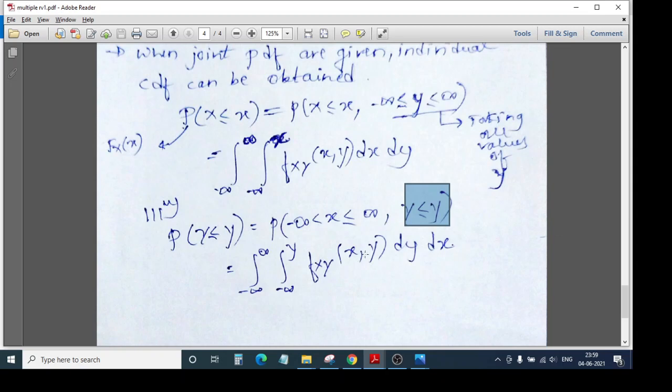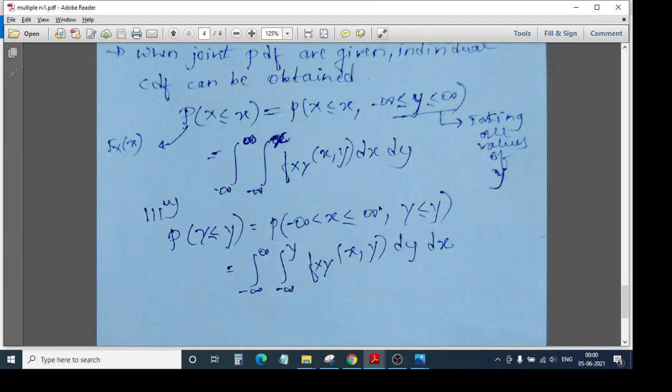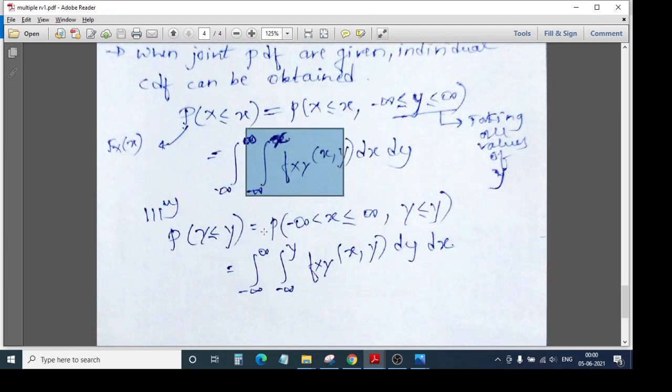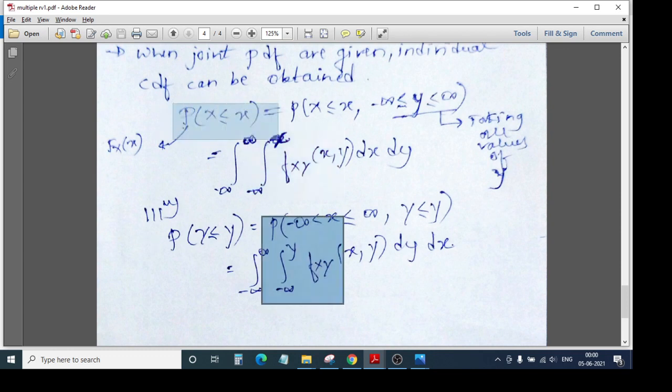Okay, and what change have we made here? First, we will be integrating with respect to y. That's why we have written dy and then dx. When I write dy first, I need to take its limits, which is minus infinity to y. When I write dx, I have to take the limits with respect to x. That's why we have written minus infinity to x. Okay, friends. So this is the difference between the integration of this and this. Here we will get the CDF of x, that is a one-variable CDF. Here we will get the CDF of y, that is also a one-variable CDF.